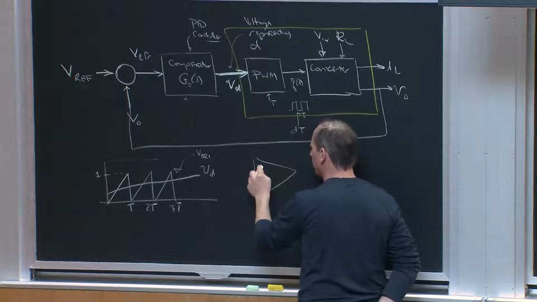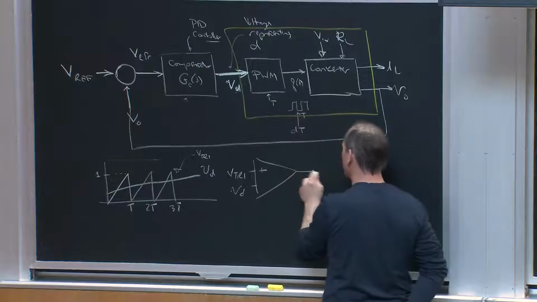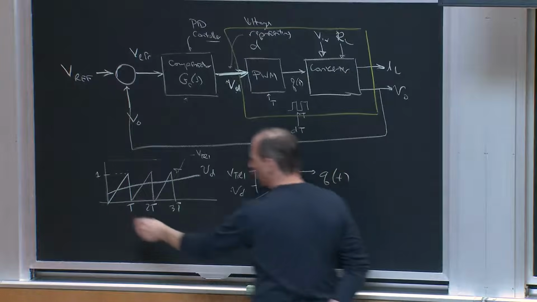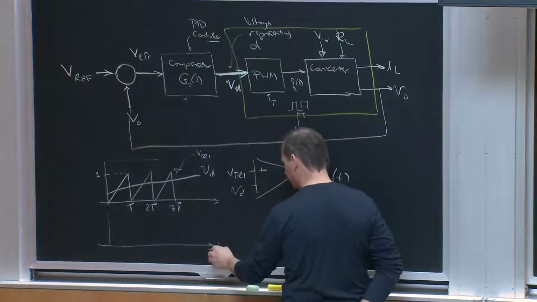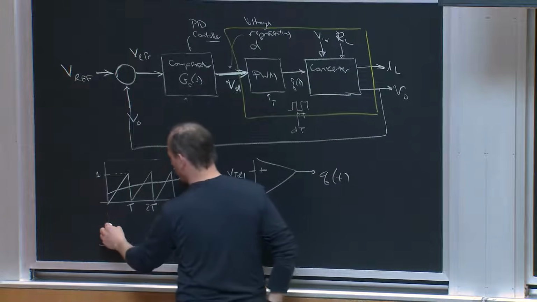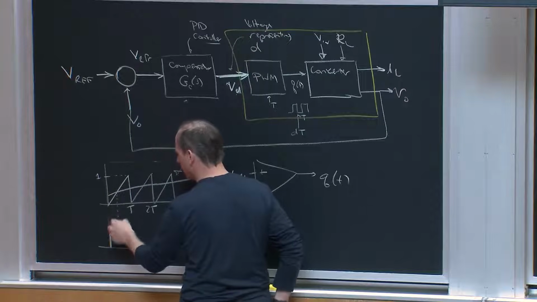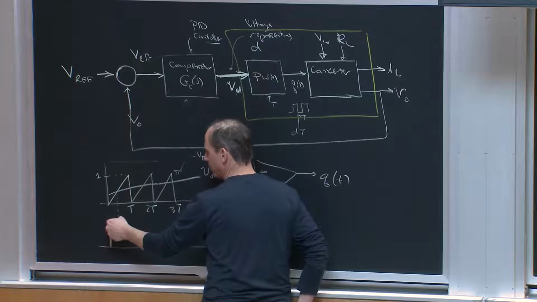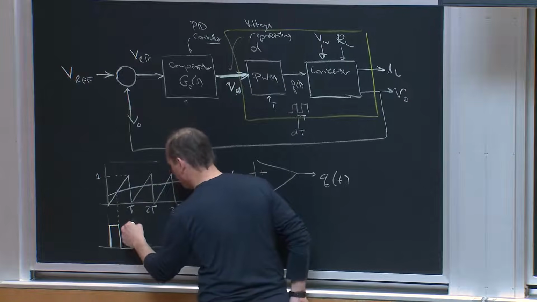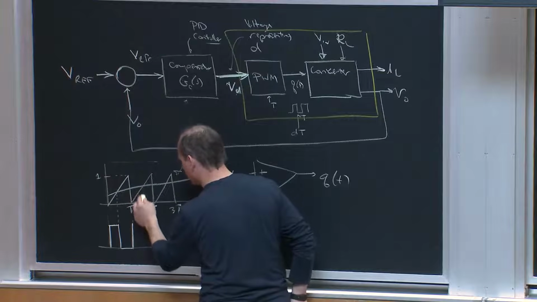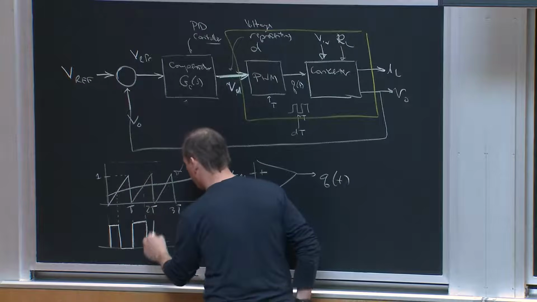And I'll compare V try to VD and generate Q of t, right? So all I'm going to do is, at the beginning of each cycle, what you can kind of see is, if this is time, at the beginning of each cycle, Q of t is going to go high until the triangle exceeds the V sub d, in which case I'll go low. And then I'll go high at the beginning of the next cycle, and I'll stay high until I hit the comparison, and so forth.